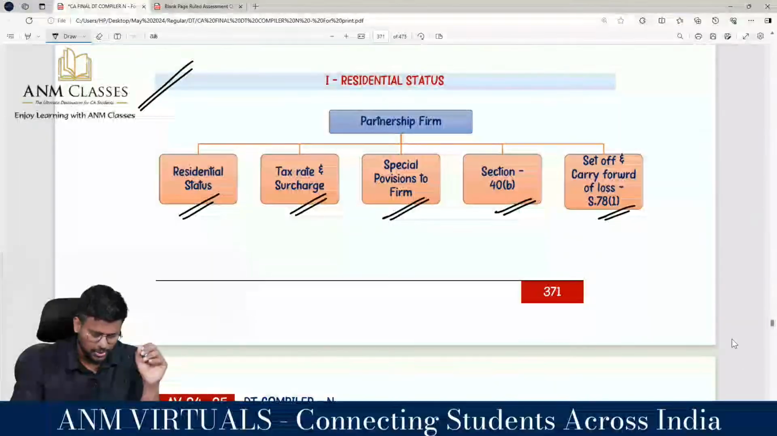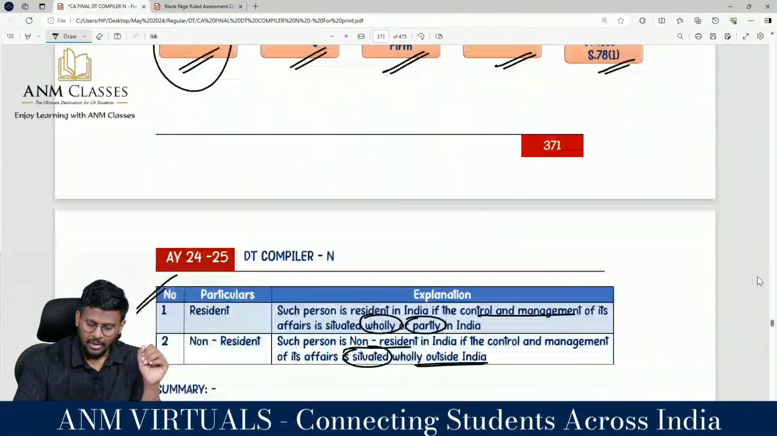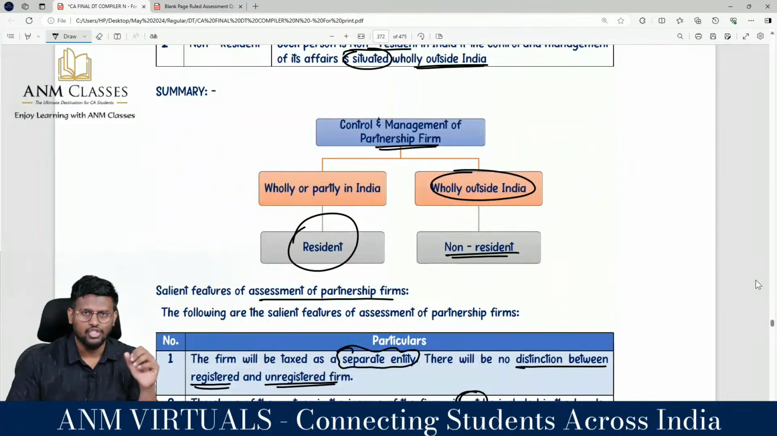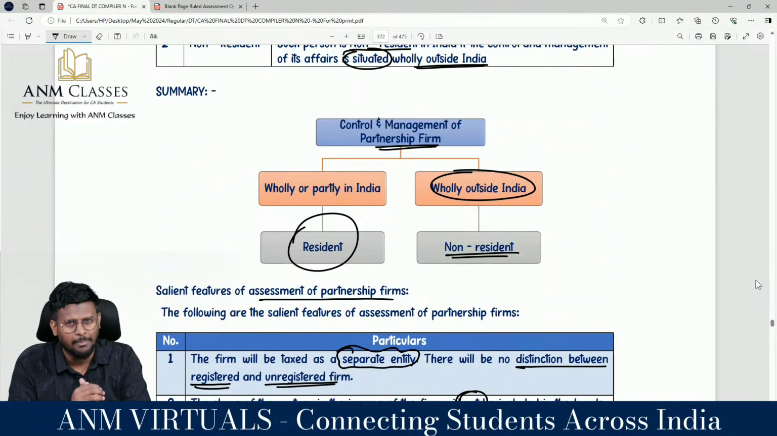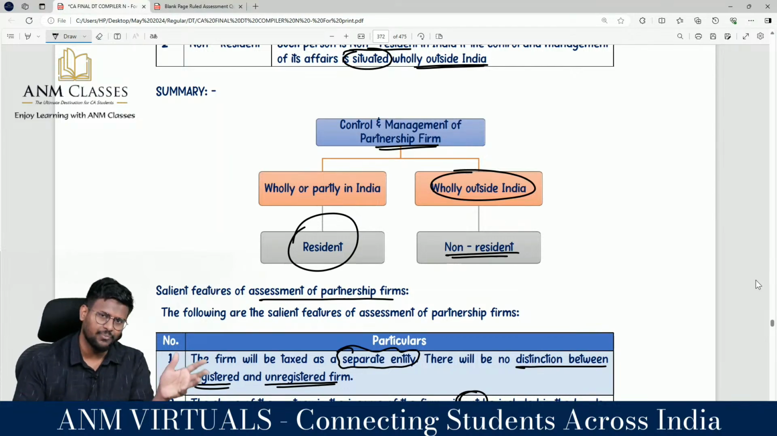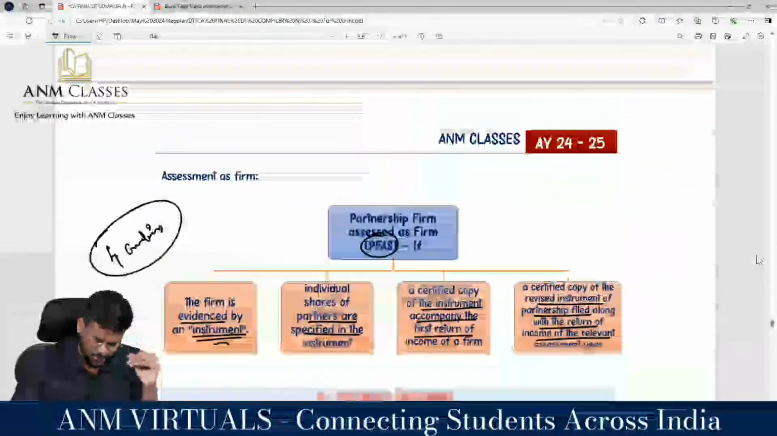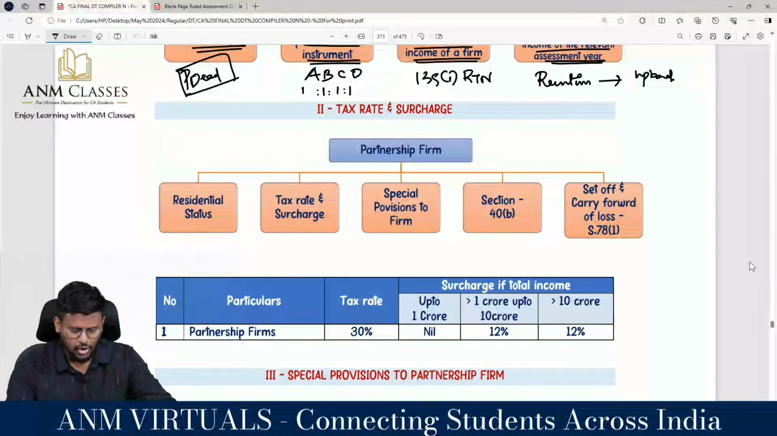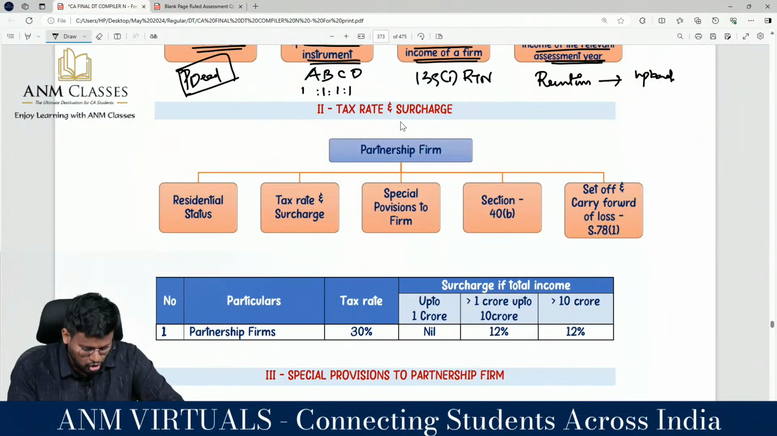So we have understood the residential status. The residential status of the partnership firm is based upon control and management of the partnership firm. You have to check whether it is wholly or partly in India, then the partnership firm is a resident. Wholly outside India, then the partnership firm is a non-resident. Right. I'm moving to the second slot, called tax rate and surcharge.